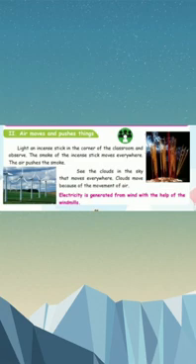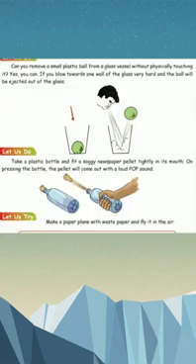Air moves and pushes things. Light an incense stick in the corner of the classroom and observe. The smoke of the incense stick moves everywhere. The air pushes the smoke. See the clouds in the sky that move everywhere. Clouds move because of the movement of air. Electricity is generated from wind with the help of windmills. Through experiments, we want to learn that.